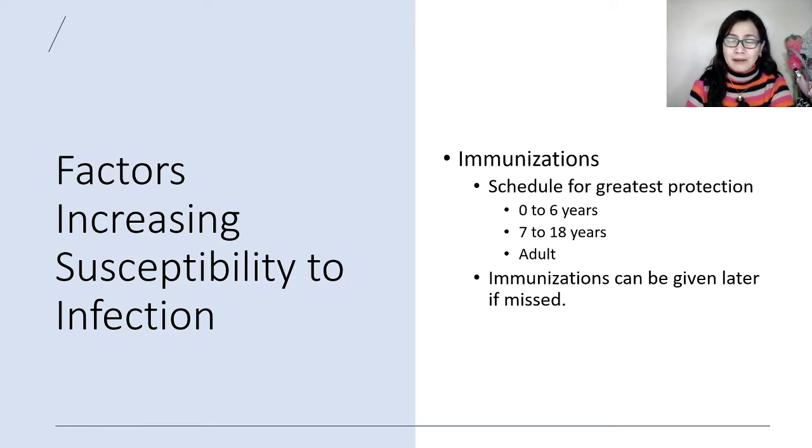Okay, let's discuss more about the susceptibility to infection. These are the factors increasing susceptibility to infections. Okay, we have immunization. So when we say immunizations, it schedules an individual for actually greatest protection. It could vary for different age groups. So we have 0 to 6, 7 to 18, or even adults. Older adults also can have immunizations. Okay, so immunizations can be given later if missed.